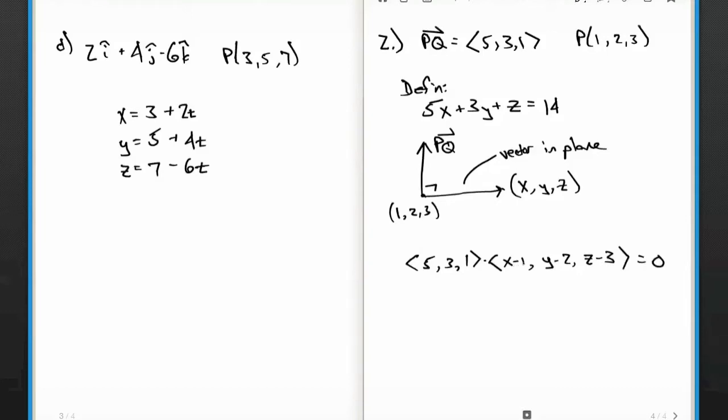So this will be 5x minus 5 plus 3y minus 6 plus 1 times z minus 3, and that has to equal 0. Well, I can move these to the other side, so I add a 5, a 6, and a 3, and that gives me 5x plus 3y plus z equals 14. Okay, so two ways to do that one as well.